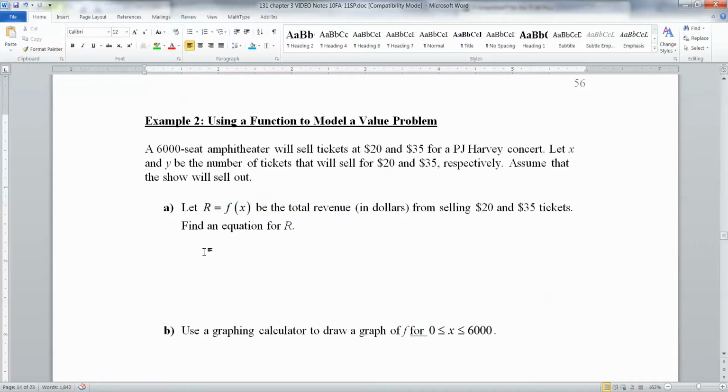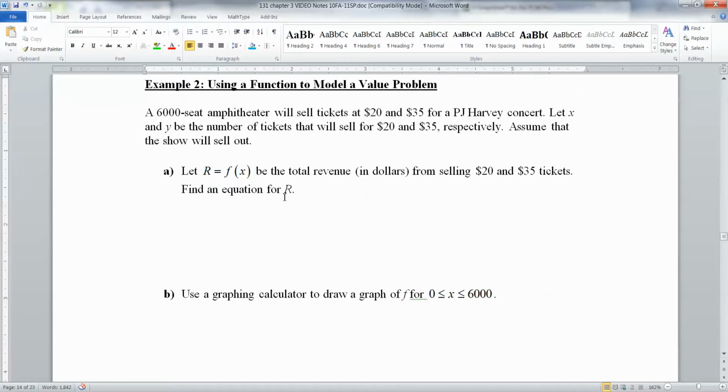So let's read it through. We have a 6,000 seat amphitheater. It will sell tickets at $20 and $35 for a PJ Harvey concert. Let X and Y be the number of tickets that will sell for $20 and $35 respectively. Assume that the show will sell out. Okay. So let R equals F of X be the total revenue in dollars from selling $20 and $35 tickets. Find an equation for R.